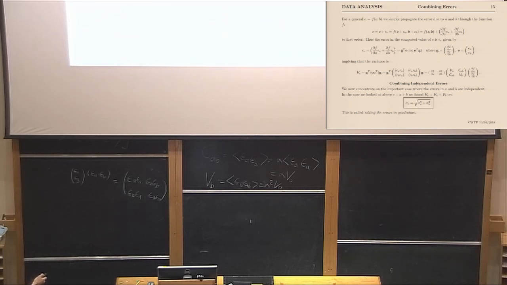We need the vector of derivatives here and here, and we need the variance-covariance matrix between the measured values. And given all that information, we can propagate an error. We can combine the errors on A and B to produce the value C. So that is the general result for computing a variance of two values from coupled errors.